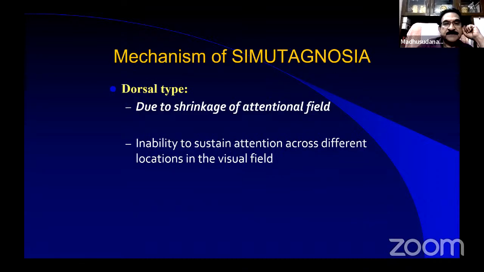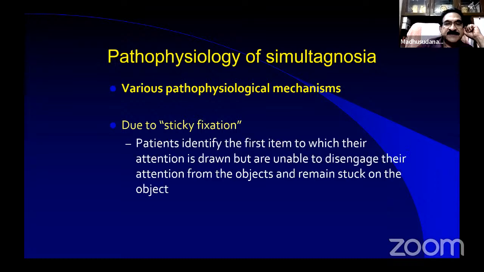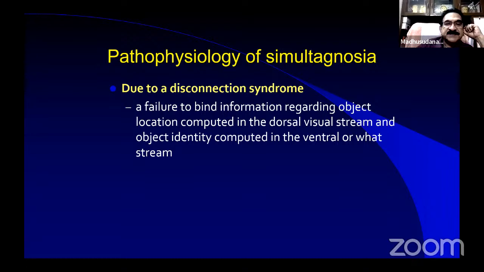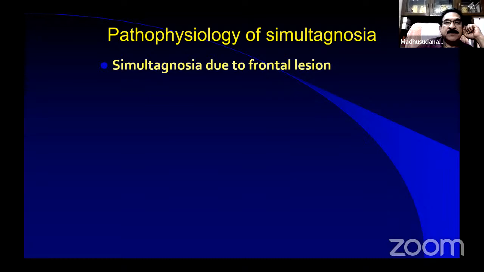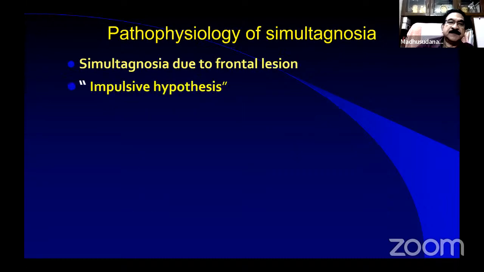This I already told you, so I think I'll skip the various types of simultanagnosia. One is due to sticky fixation, which I already told. It can be due to disconnection syndrome, and defective eye saccadic loss can also produce simultanagnosia. It can also be due to a frontal lesion, where the patient is unable to identify the meaning of a thematic picture, because you have to link together all the aspects to get a meaning for the whole picture. That is done with the frontal lobe. So in all these sites, you can have simultanagnosia.